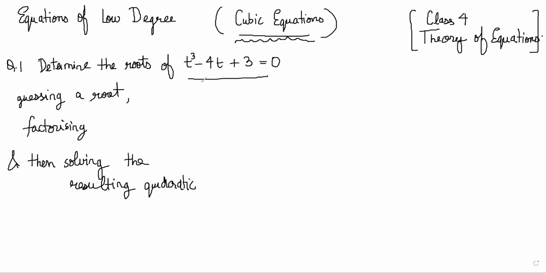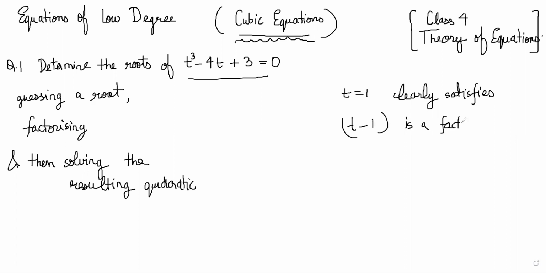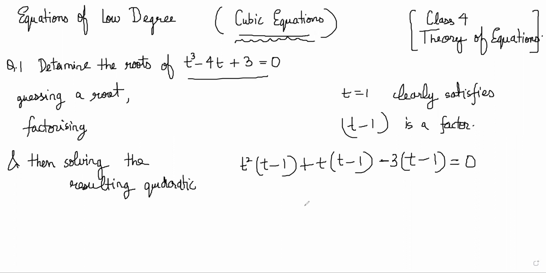So in this particular equation, if you notice, t is equal to 1 clearly satisfies this equation. Therefore, by factor theorem, we have t minus 1 is a factor. So let's factorize it. You will get t square into t minus 1 minus t square, plus t into t minus 1 minus t, and minus 3 into t minus 1 is equal to 0, right? So t minus 1 can be taken as a factor and becomes t square plus t minus 3.